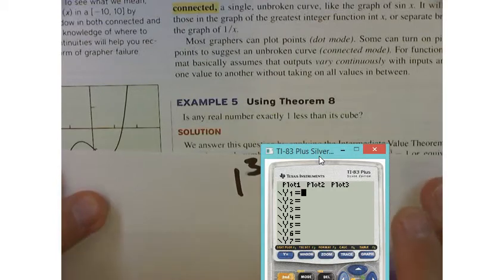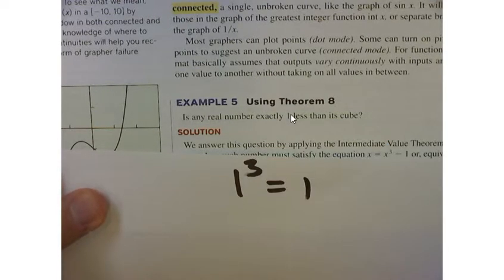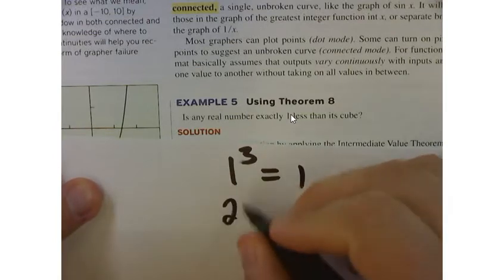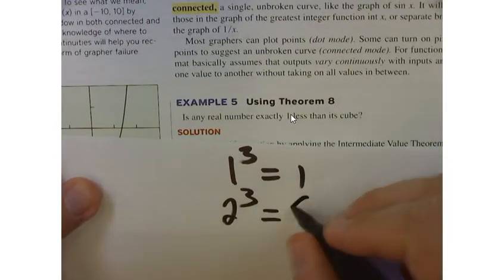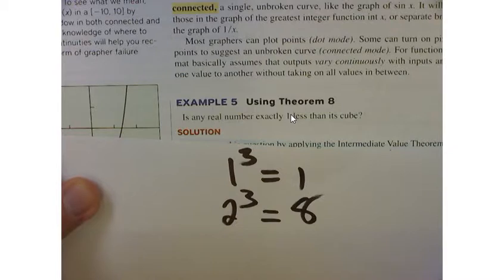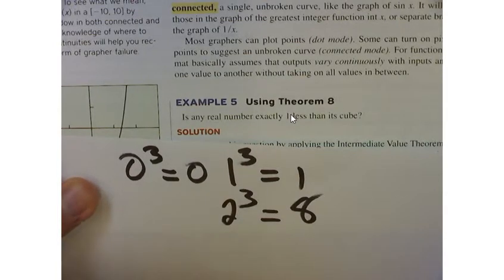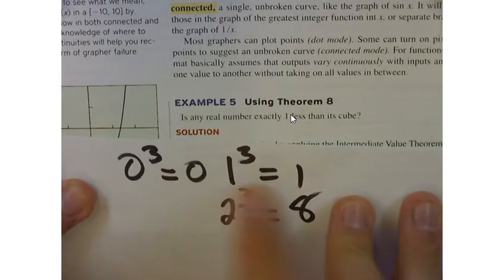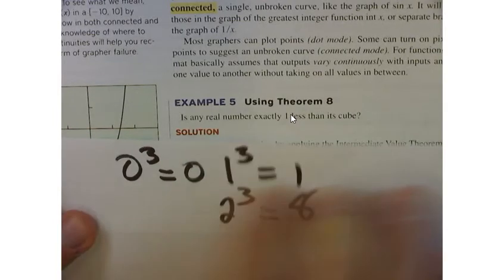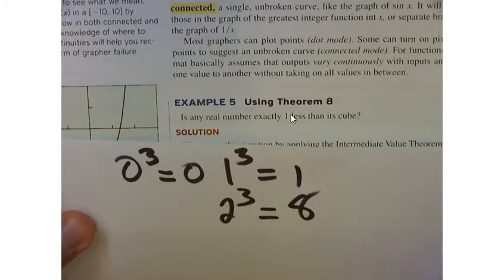Well, give me a second. And then we know that 2 cubed is equal to 8. Well, is there a number that I could cube that is exactly 1 less than its cube? Well, if I plug in 0 cubed, I get 0. So 1 is equal to itself. It's not 1 less. This one is not 1 less. But is there a number that exists? Well, clearly it would be kind of challenging to figure this out.